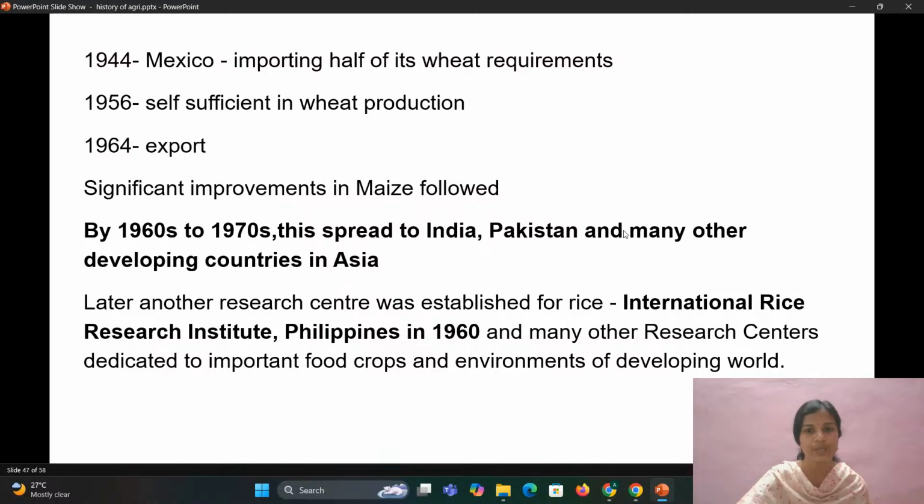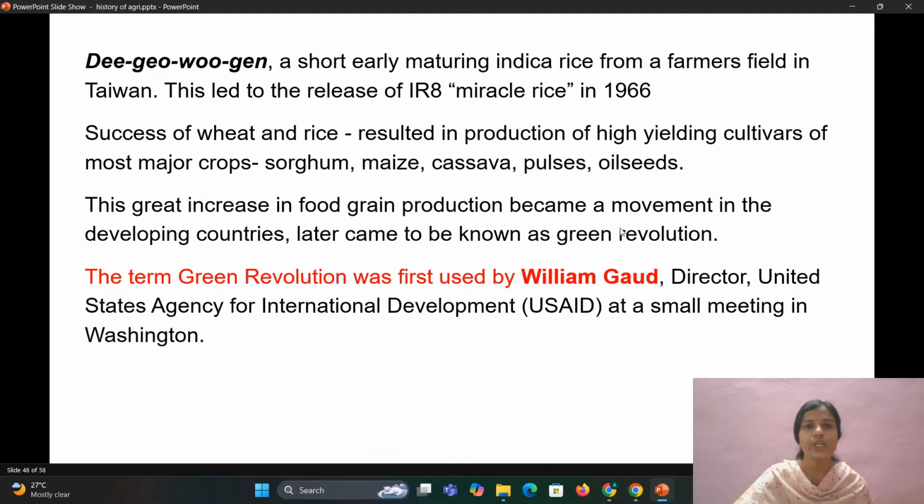So in rice, various researches were going on in the IRRI, that is International Rice Research Institute, Philippines. IRRI was established in the Philippines in 1960, and similar other research centers also. Just like Norin 10 in the case of wheat, there is another dwarf variety in rice, that is Dee-geo-woo-gen. Dee-geo-woo-gen is a short, early maturing indica rice from a farmer's field in Taiwan. This led to the release of the miracle rice, that is IR8. IR8 was released at IRRI in the year 1966, and the high yielding dwarf genes were mainly taken from this particular dwarf variety of rice.